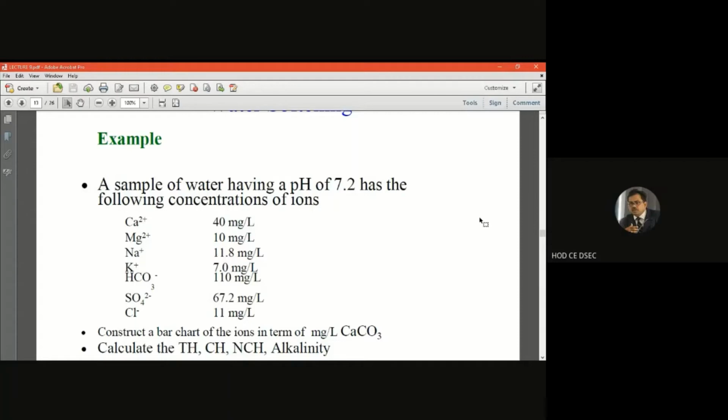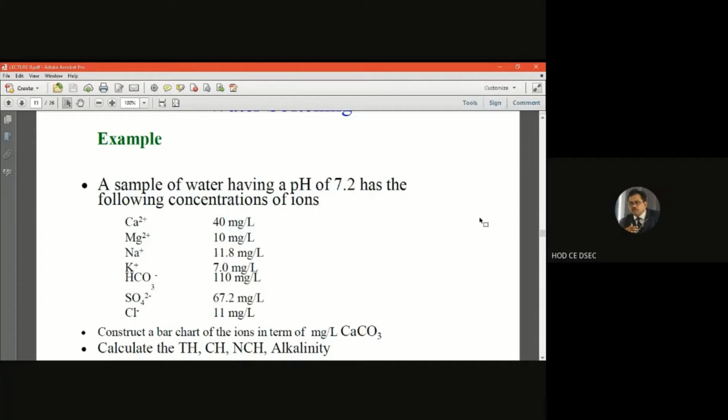So let me put an example. The same example will be solved on two parameters, the hardness as well as the alkalinity of water. That means you have to determine the hardness and the alkalinity of water from the same problem data. Then the concept will be much more clarified regarding hardness and alkalinity. So take care of these things.